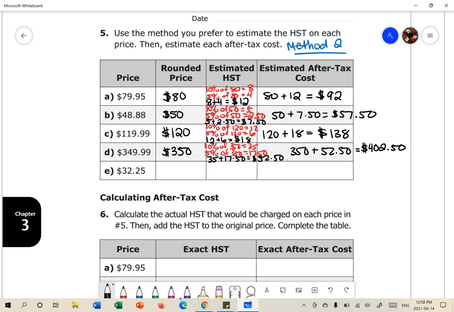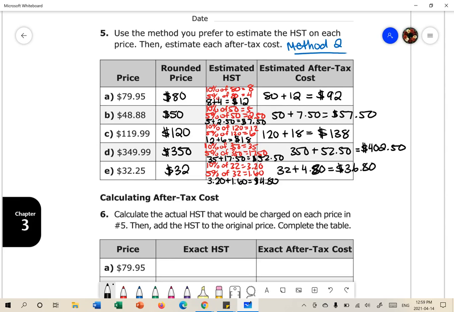And last is $32, my rounded price. 10% of 32 is 3.20. 5% of 32 is 3.2 divided by 2, which is 1.60. And 3.20 plus 1.60 is equal to $4.80. 32 plus 4.80 is equal to $36.80.